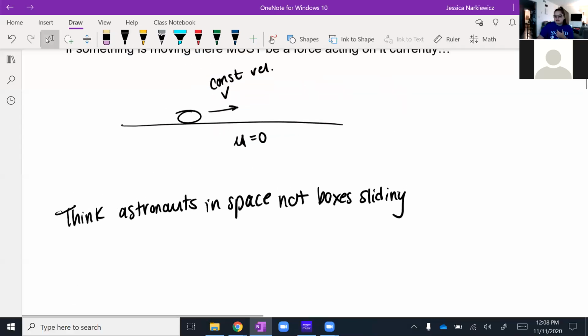And somebody had asked me to talk about mu. This mu is the coefficient of friction.